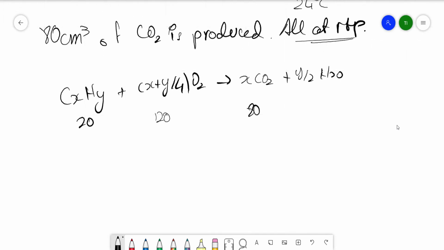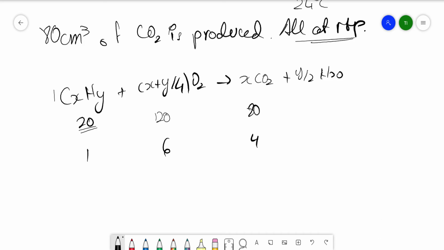Now, using Avogadro's hypothesis, what you know is that the ratio of these volumes are also the molar ratios. So 20 is the lowest here, so everything gets divided by 20. So 20 divided by 20 is 1, 120 divided by 20 is 6, and 80 divided by 20 is 4, right? So this is also the molar ratio according to Avogadro's hypothesis.